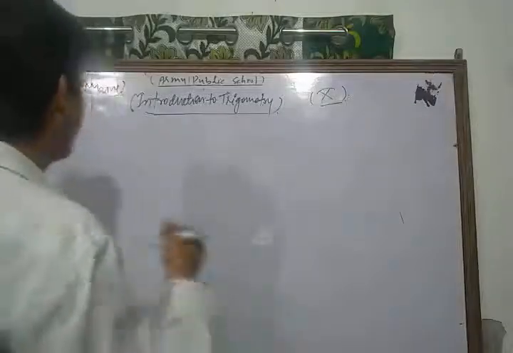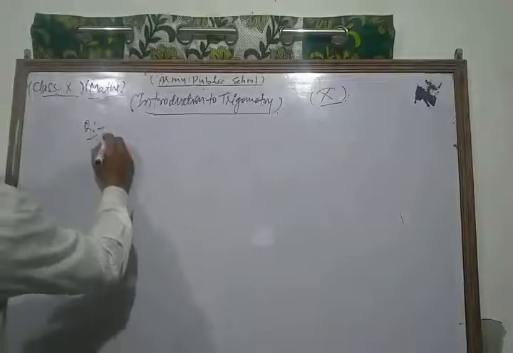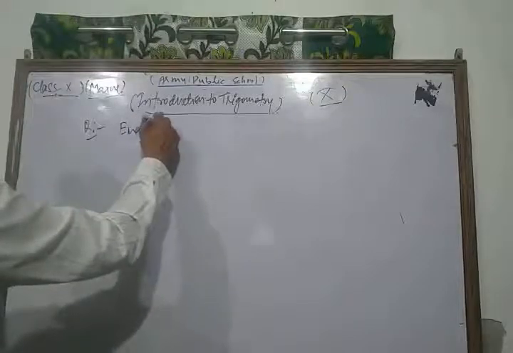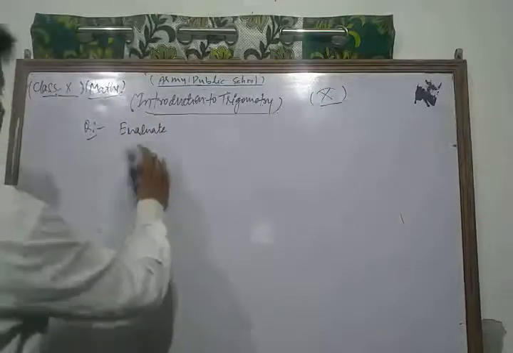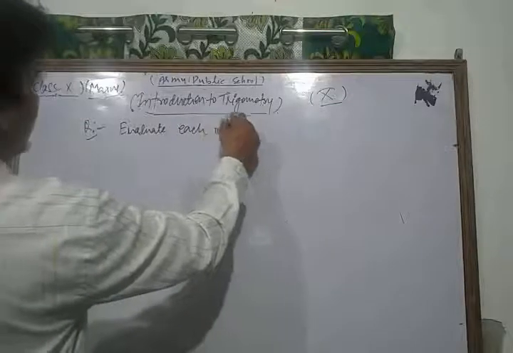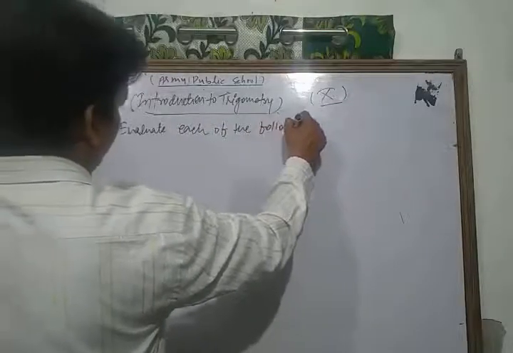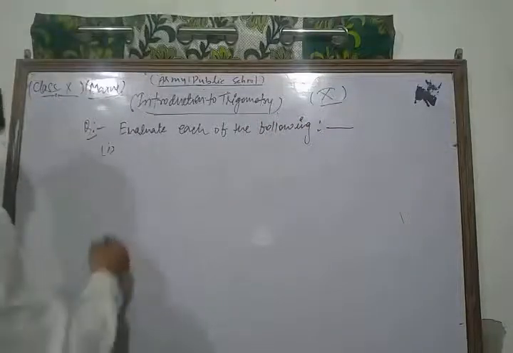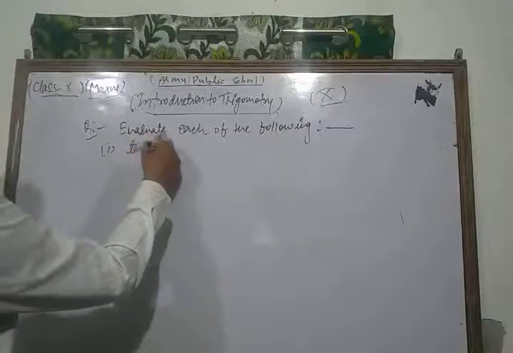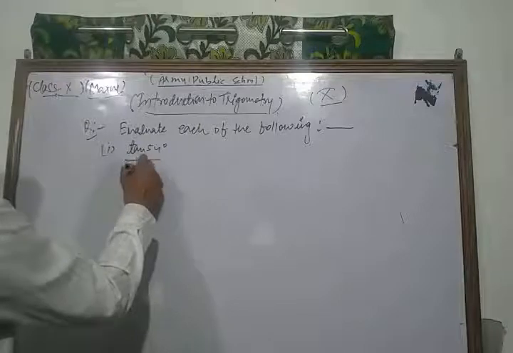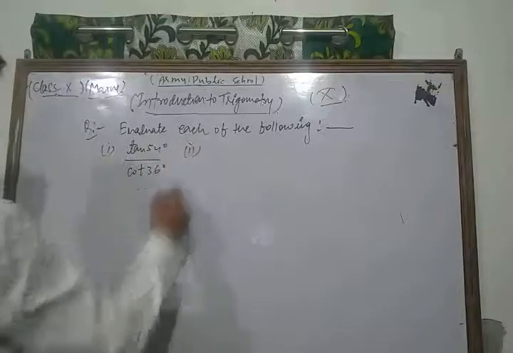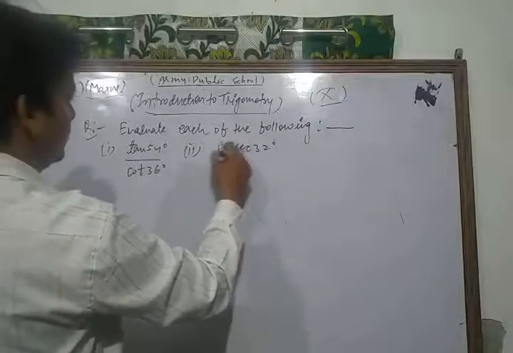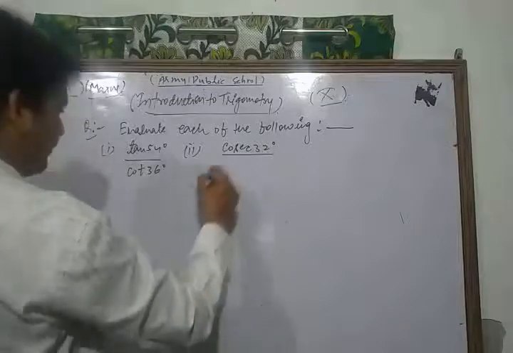The question is, let's see the question. Evaluate each of the following. First is tan 54 degree upon cot 36 degree. Second one, cosec 32 degree upon sec 58 degree.